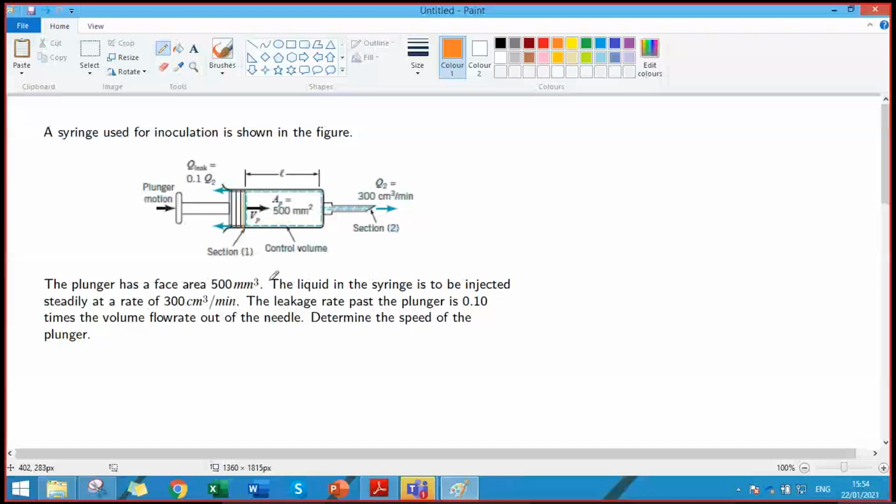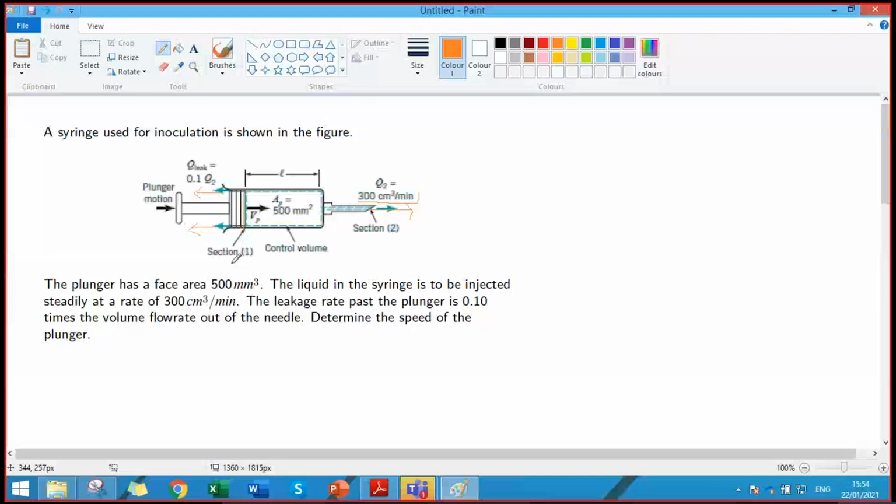That is the volume flow rate of this liquid exiting from the syringe or the needle is 300 centimeters cubed per minute. There is also leakage from this syringe. There is a leakage past the plunger that is 0.1 times the flow rate out of the needle, that is this leakage fluid from here. And here is Q leak, and it is equal to 0.1 into Q2, that is 0.1 times 300 centimeters cubed per minute, that is 30 centimeters cubed per minute. You need to determine the speed of the plunger in order to produce a flow rate of 300 centimeters cubed per minute. So you need to calculate the velocity.